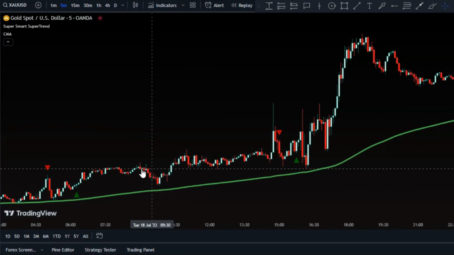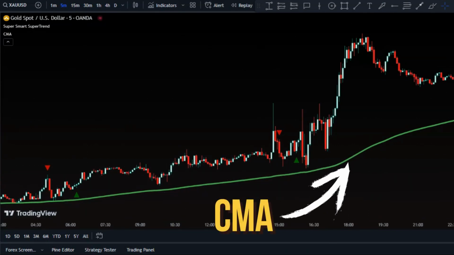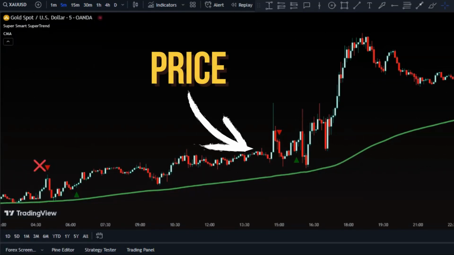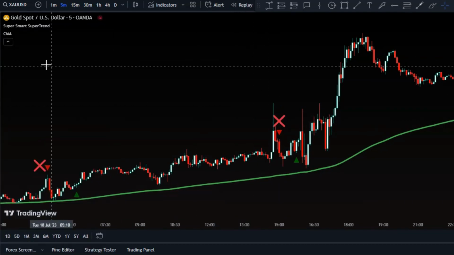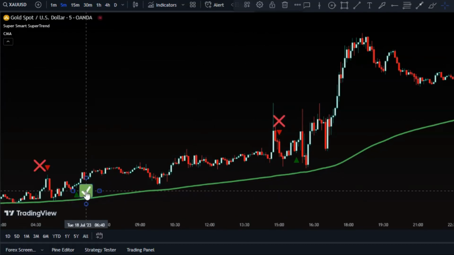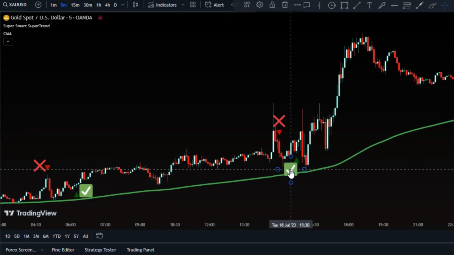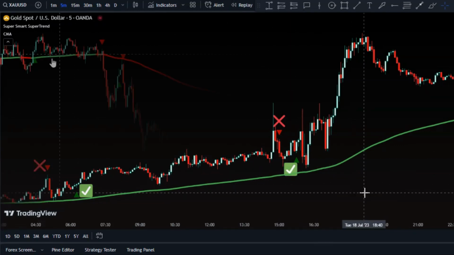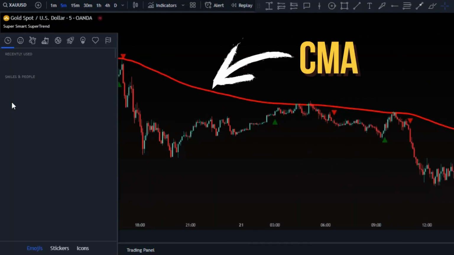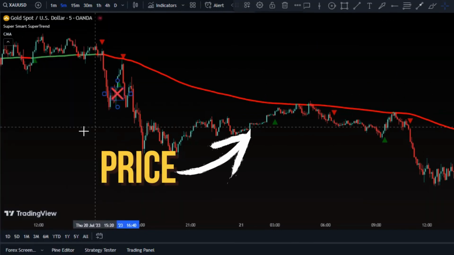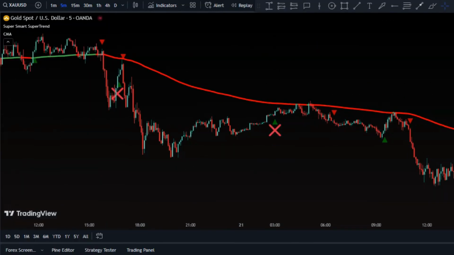So when the indicator line turns bright and slopes upward and the price is above it, we filter out all short signals because there's a strong uptrend in the market. And likewise, if the indicator line turns red, slopes down and the price is below it, we gotta filter out all long signals because there's a powerful downtrend in the market that's in charge.